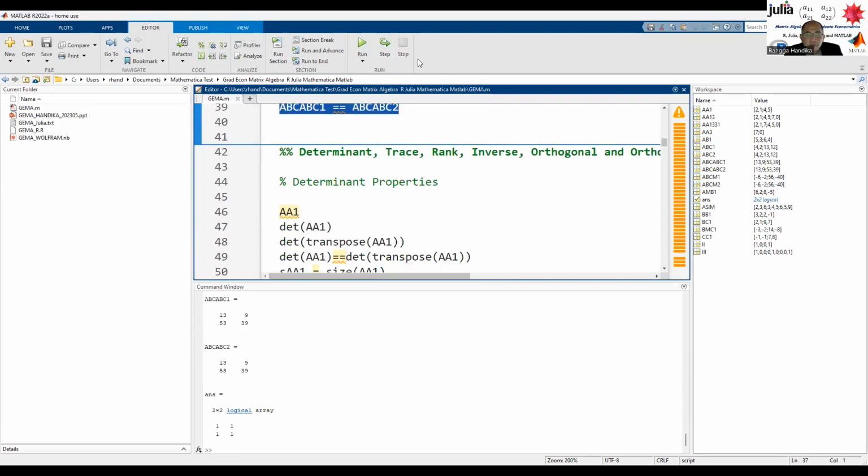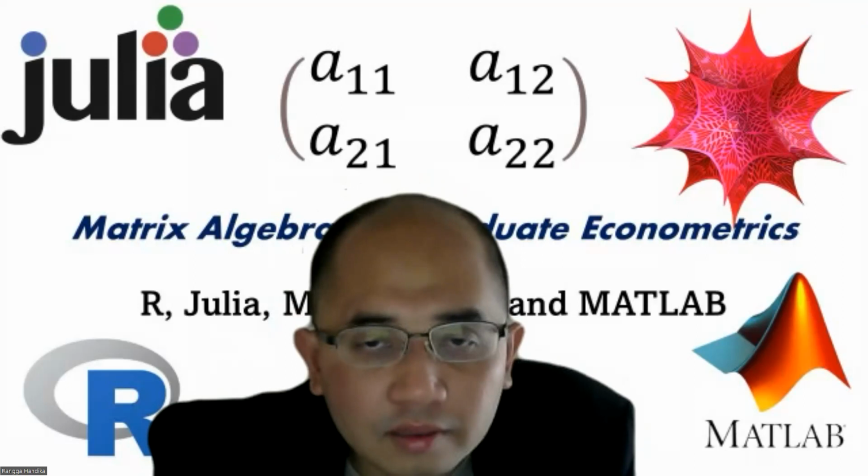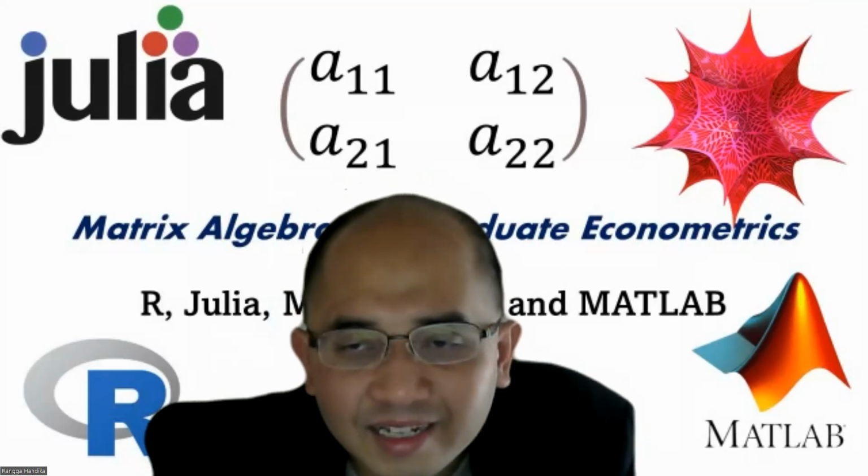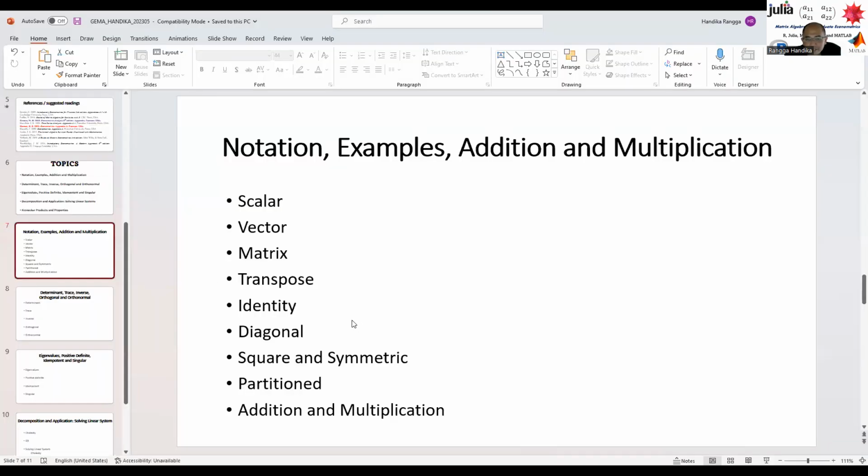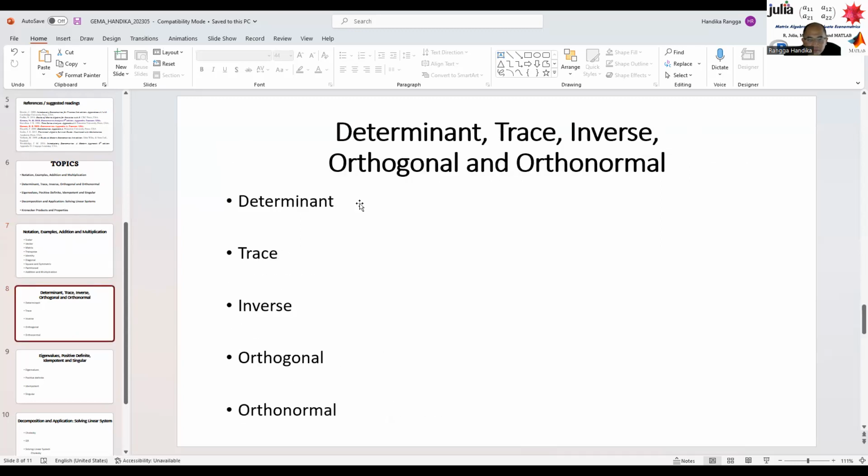Okay, let's go to the interesting part. Where is it? Yeah, this is more tedious because it's more theoretical. So that's why the level is the 4th grade with matrix, graduate econometrics. So the next is determinant, trace, inverse. Yeah, this is addition module. We finished. So determinant, trace, inverse, orthogonal and orthonormal. So this is definition. Again, orthogonal, you can read the information here.